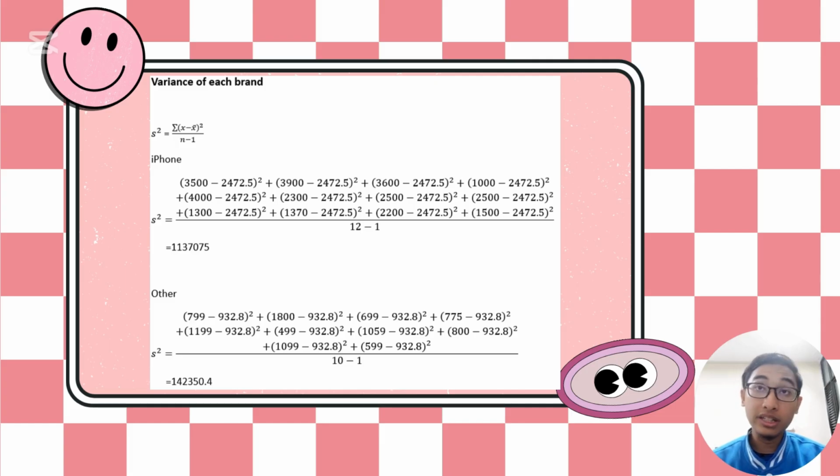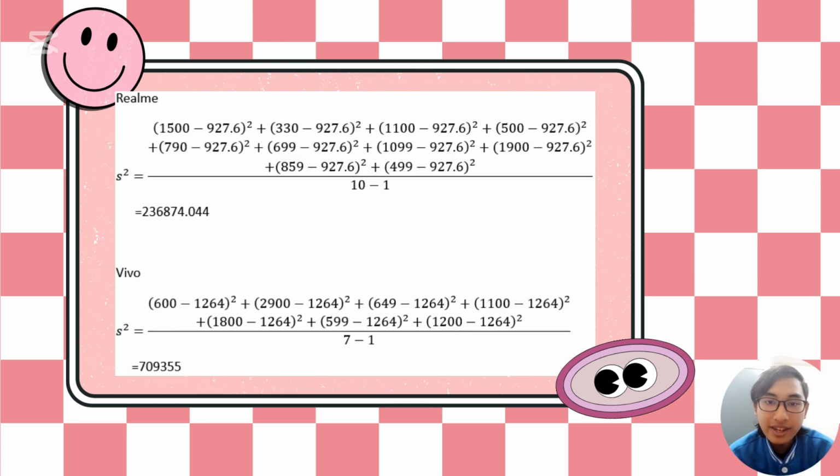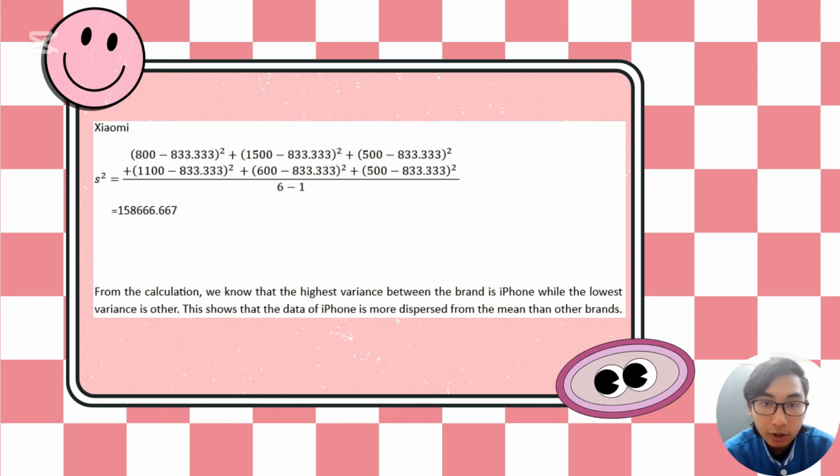After calculating the mean, we need to search for the variance of each brand, using the formula Σ(x minus x bar) squared, divided by n minus 1. So for iPhone, the variance we got is 1,137,075. For others, we got 1,423,500.4. For Realme, we got 236,874.044. For Vivo, we got 709,355. And lastly, Xiaomi, 158,666.67.